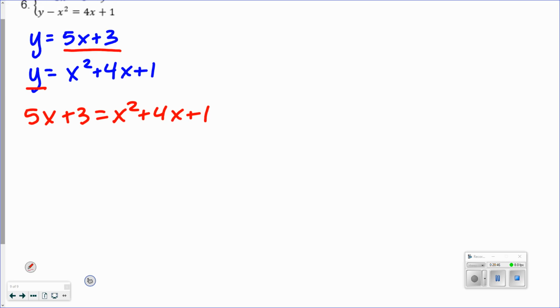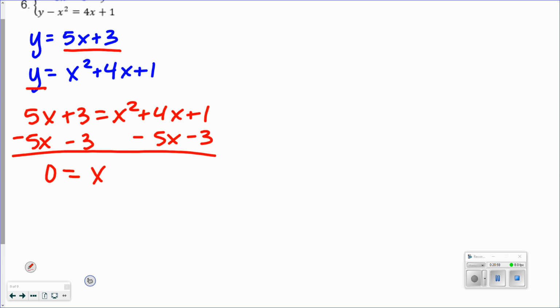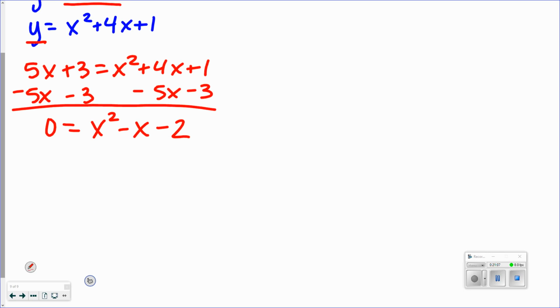All right, so again, we have a simple ABC problem because the a value is 1. So it's a binomial times a binomial. So x times x is x squared. So that's what you put in first. And then you need two numbers that multiply to negative 2 and add to negative 1. So that would be a negative 2 and a positive 1. Negative 2 times positive 1 is negative 2, and then negative 2 plus 1 is negative 1.